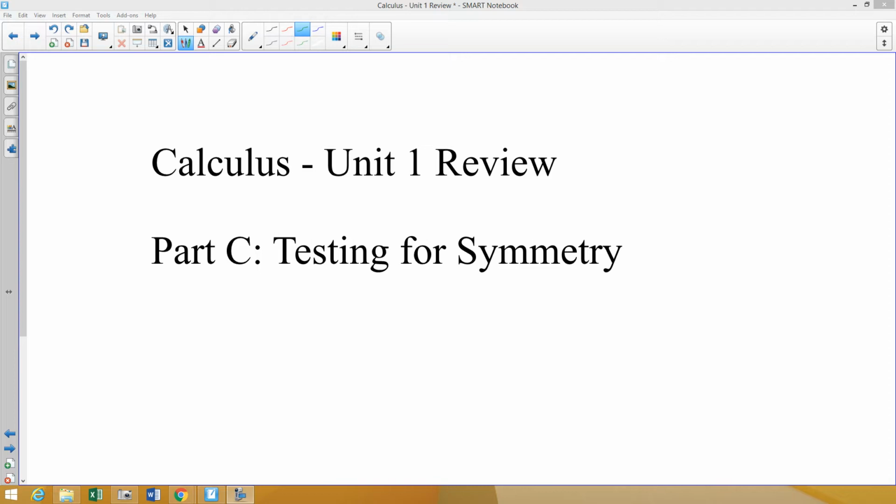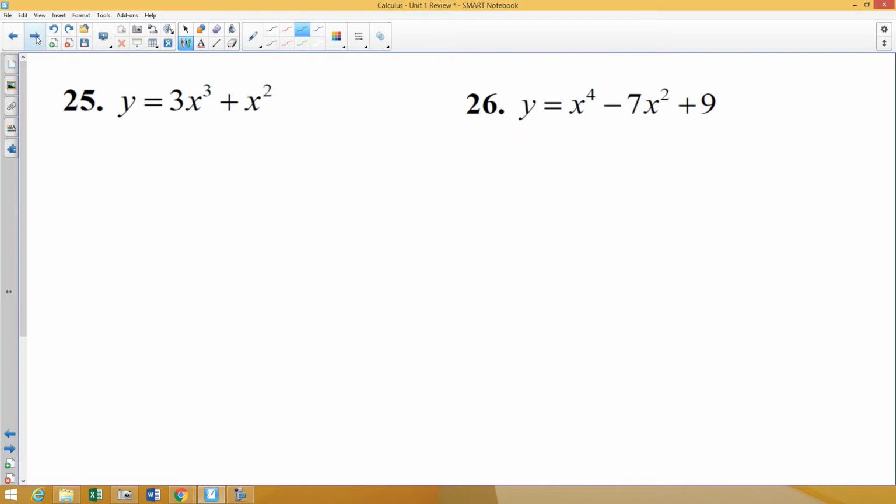Alright, looking at part C, when you're doing tests for symmetry, there are two ways you can test for symmetry. One of them is the algebraic approach. And the algebraic approach, you simply plug -x in for all of the x's. And it's the same test for y-axis and for origin symmetry. So I start by plugging -x in for the x's. Then we clean it up.